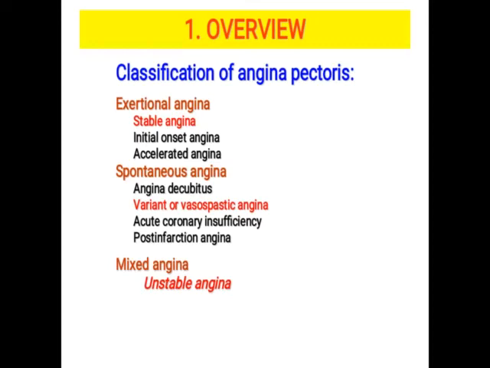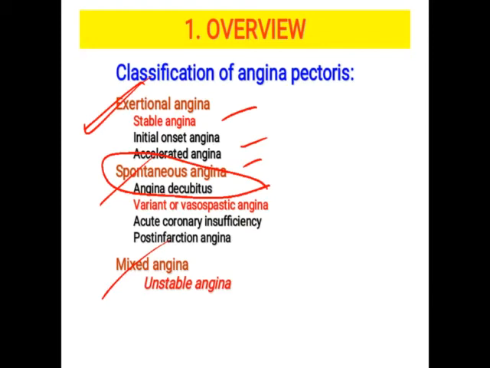These angina pectoris types are classified into exertional angina, which is again classified into stable, initial, or accelerated angina. The second one is spontaneous, and the third one is mixed angina. Exertional angina means if you have a problem with the heart and you are doing exercise or any work, and at that time ischemia takes place or there is an insufficient supply of blood, it results in exertional angina. Spontaneous angina means you are not doing any work, you are stable, and still angina takes place; it is called spontaneous. And mixed angina is the unstable angina. So stable angina comes under exertional, and unstable angina under mixed.